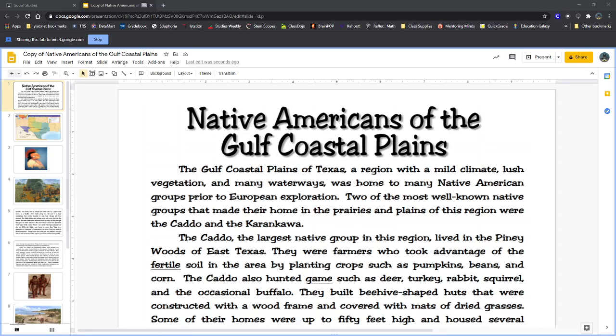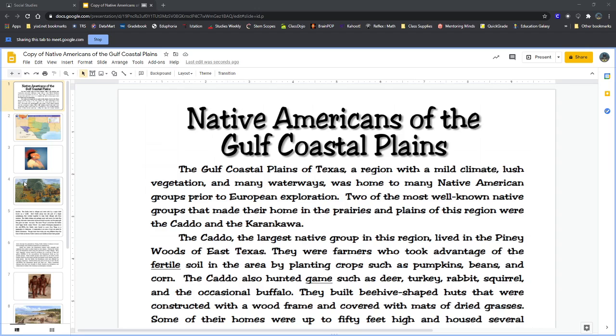Okay, so we're going to be talking about Native Americans in social studies. We're going to focus on the different tribes of Native Americans that used to live here in what is now Texas. We're going to start off with the Native Americans that used to live in the Gulf coastal plains.